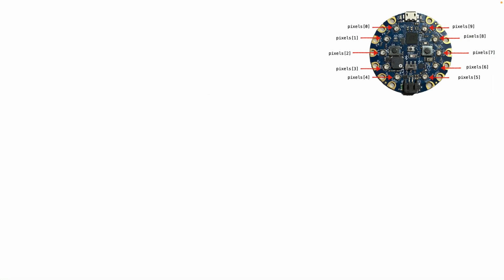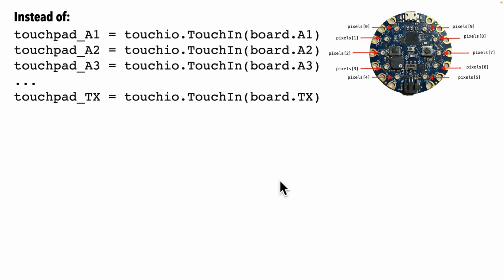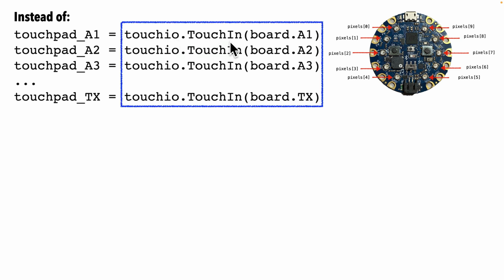Let me first show you what I'm going to do and describe how this differs from the earlier approach we used. Previously we created a different variable for each touchpad. In the prior lesson we had just 3 touchpads, but you could create 7 variables like this, giving each one a separate name. And remember how we create a touchpad, we call the touchio library's touchio.TouchIn class and pass in the location of the pad, so that's board.A1, board.A2, all the way up to board.TX.